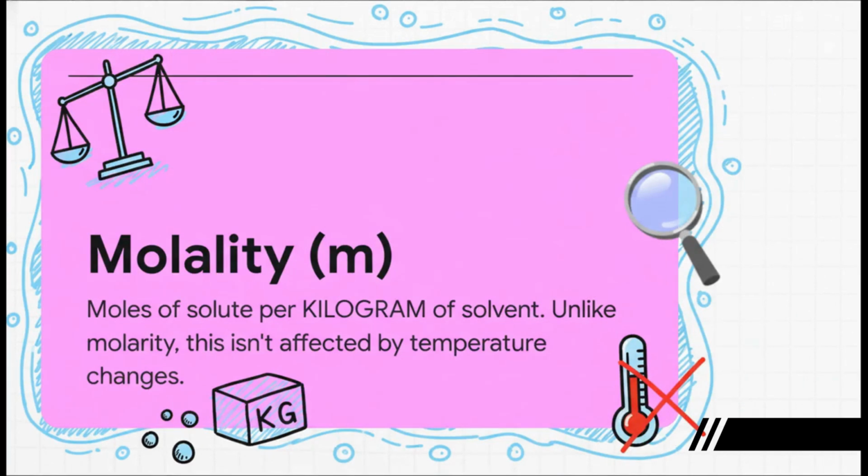Now, to get around that whole temperature problem, chemists have molarity's cousin, molality, this time with a lowercase m. To make things stable, molality just ignores volume completely. Instead, it measures the molecules of solute against the mass of the solvent in kilograms. And a kilogram of water is a kilogram of water, whether it's frozen solid or boiling steam. Mass doesn't change with temperature.